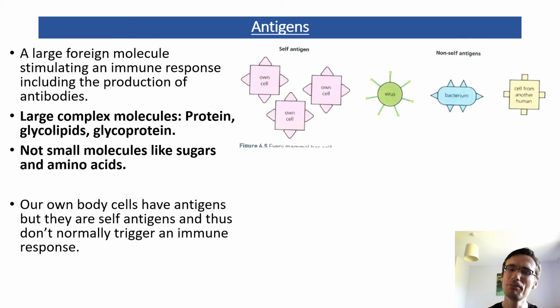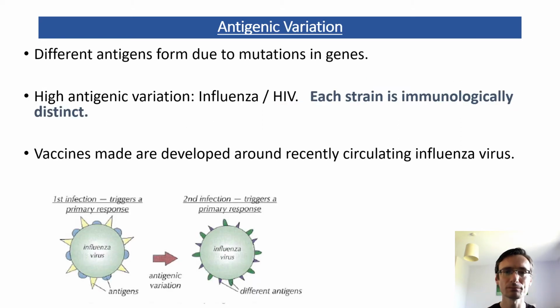Normally it's foreign. I don't like that word particularly because it doesn't necessarily come from outside your body. It might be a cell that's mutated in your body that's got these antigens as well. It's normally a protein, though you could say glycolipid or glycoprotein as well. Our own body cells also always have antigens, but they're self-antigens, so we don't normally trigger an immune response against them. The other things that will have antigens are, as I said, pathogens, bacteria, cells that have mutated, or even toxins of bacteria.